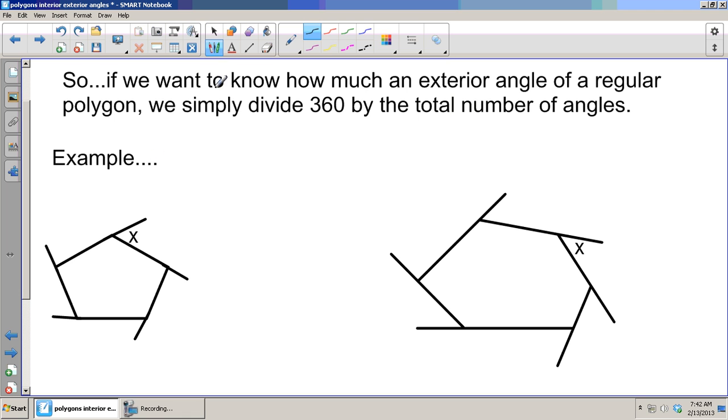Okay? So this one has 1, 2, 3, 4, 5 sides. That means it has 5 angles. So I'd go 360 divided by 5. And 360 divided by 5 is 72. So that means this exterior angle is 72 degrees. This one has 1, 2, 3, 4, 5, 6 sides. So if I'm looking for that exterior angle, 360 divided by 6, which is 60. So this would be 60 degrees.